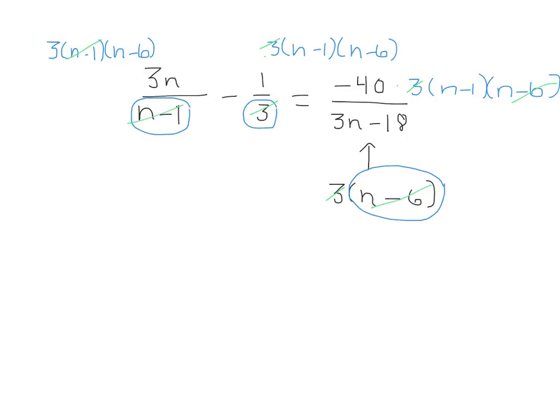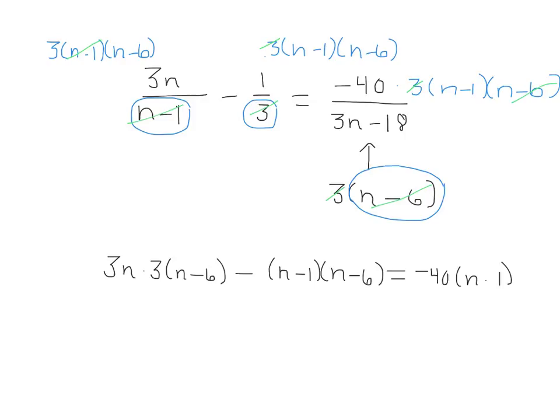So with our first fraction, we will have 3n, the original numerator, times 3 times n minus 6. The n minus 1 canceled. With our second fraction, we'll have, well, actually 1 times n minus 1 times n minus 6. And with our third term, we'll have negative 40 times n minus 1. The 3 and n minus 6 canceled.